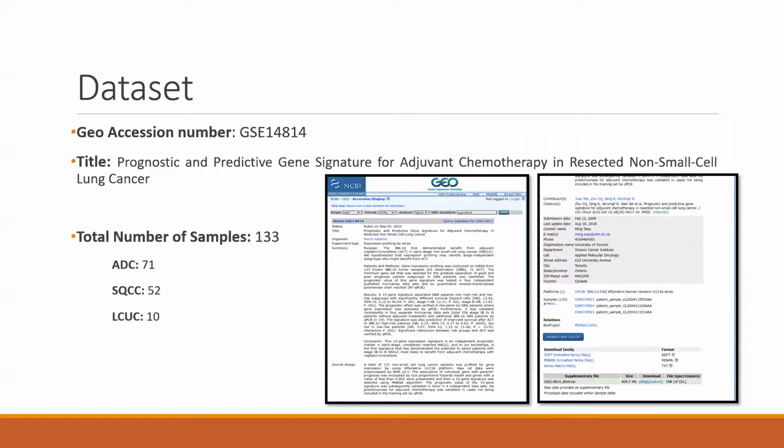For that, we took a data set whose GEO accession number was GSE14814 and its title was Prognostic and Predictive Gene Signature for Adjuvant Chemotherapy in Resected Non-Small Cell Lung Cancers. We took 133 samples, out of which ADC were 71, SQCC were 52, and LCUC were 10. ADC stands for adenocarcinoma, SQCC stands for squamous carcinoma cells, and LCUC stands for large cell undifferentiated carcinoma.